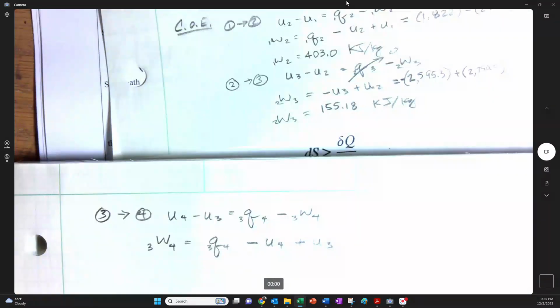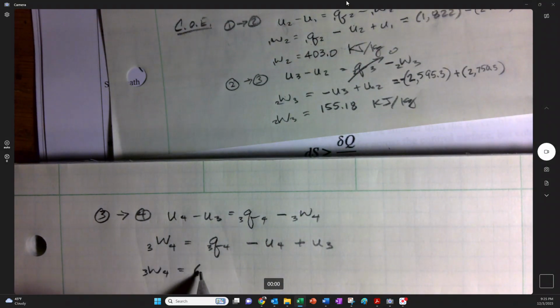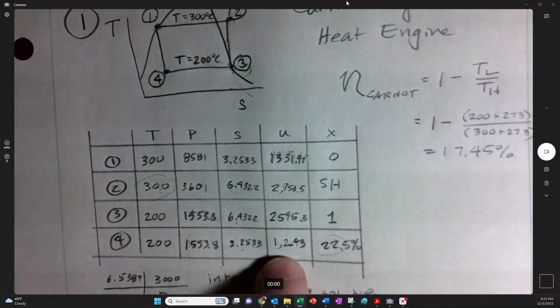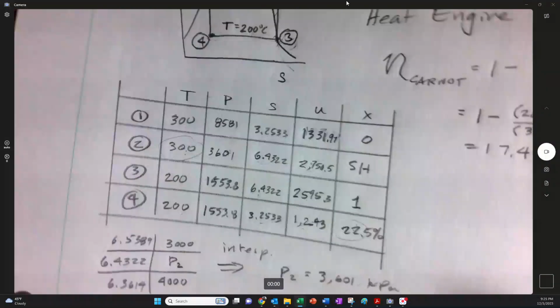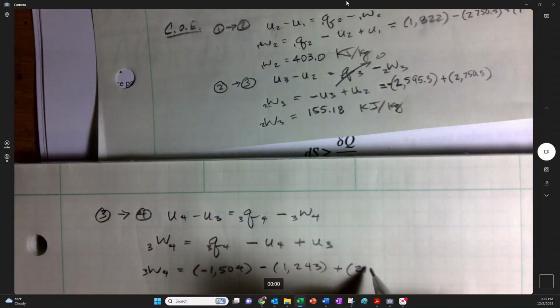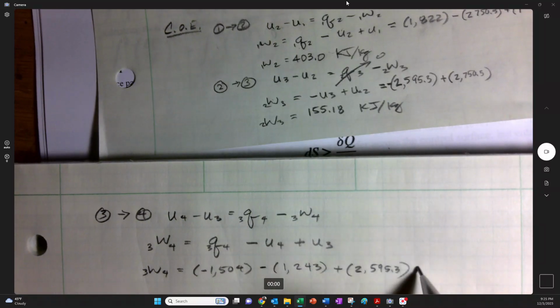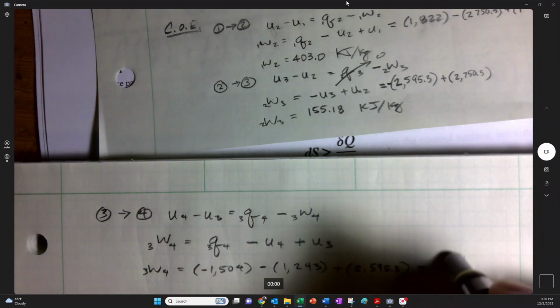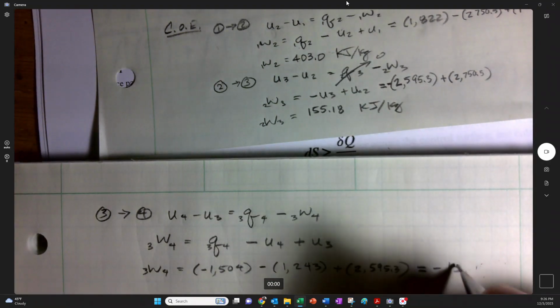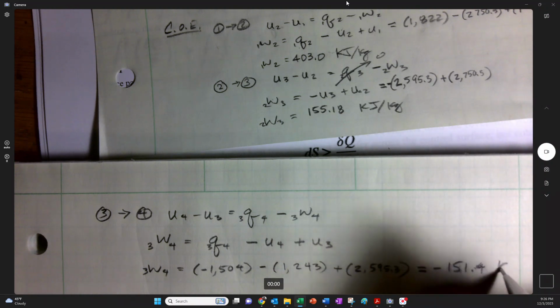1,504. So work 3 to 4 equals negative 1,504, but we have a minus U4, which is 1,243, and then plus U3, which is that 2,595.3, and we end up with a negative 88. Did I do that wrong? Let me double check. Oh, I think no. This should be a negative. Excuse me, that should be the negative 151.4 kilojoules per kilogram.